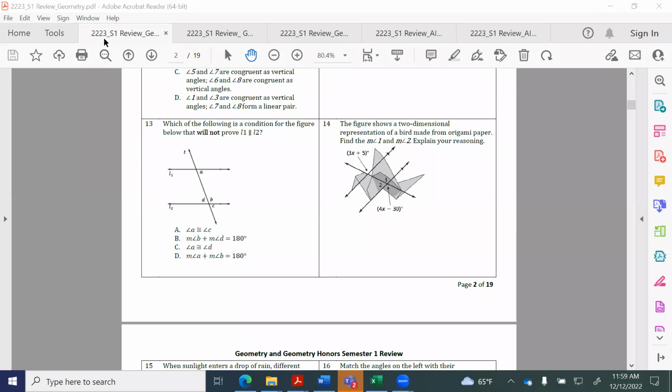All right, on the next one, which of the following is the condition for the figure below that will not prove that they are parallel? So, on here, again, we want to know which one will not prove. So, let's see, A and C being congruent. Well, A and C, if those two are congruent, those are corresponding angles. If they're congruent, those two lines are parallel. So that's not it. All right, let's look at the next one.